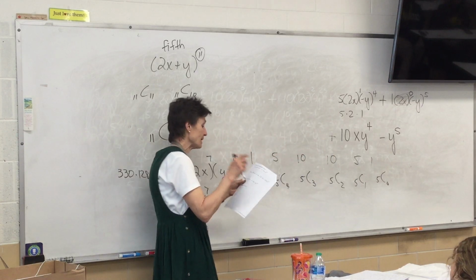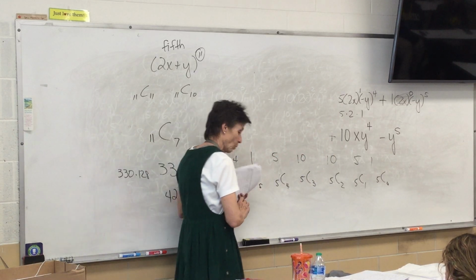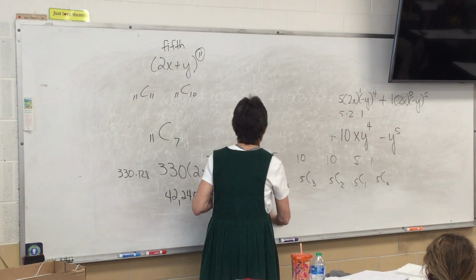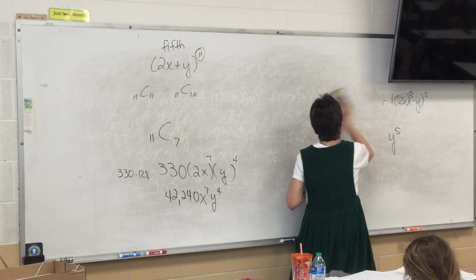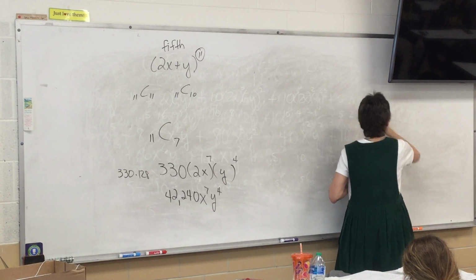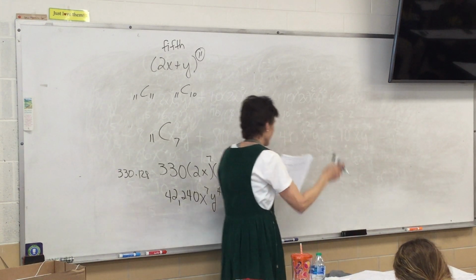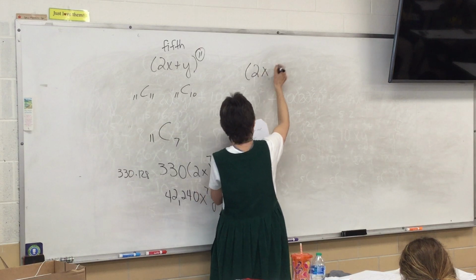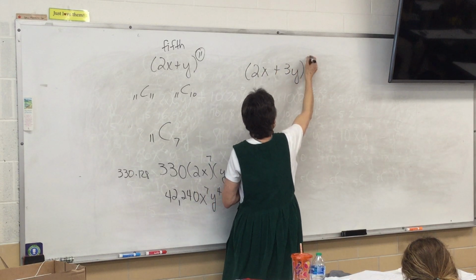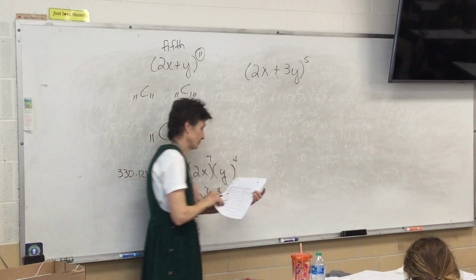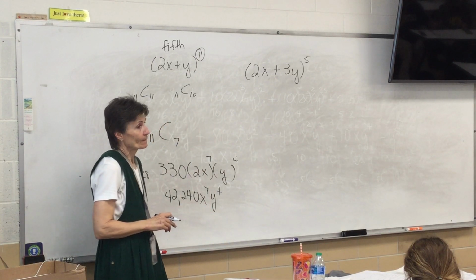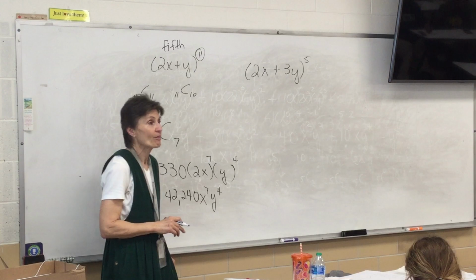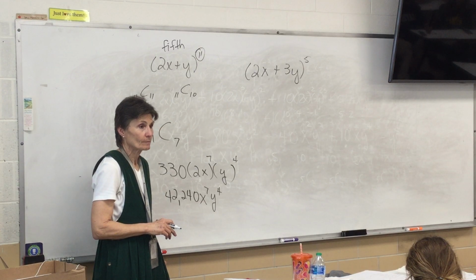I'm gonna skip B and do C because it's like the one we just did, and then we'll come back and do B. We're gonna do C first. So now we have (2x plus 3y) to the 5th, and we wanna find the 3rd term.